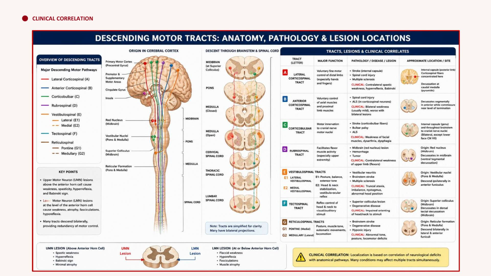Before we move into the clinical cases, this overview gathers every descending tract we've studied into a single reference. Origins in the cortex on the left, the decussations and course through the brainstem in the center, and the pathways within the spinal cord on the right, each tract labeled A through G. Use it as a checkpoint. For each tract, you should now be able to state its origin, whether it crosses, where it runs in the cord, and its function. If any row still feels shaky, this is the moment to pause and review, because from here on, we apply this anatomy to real lesions.